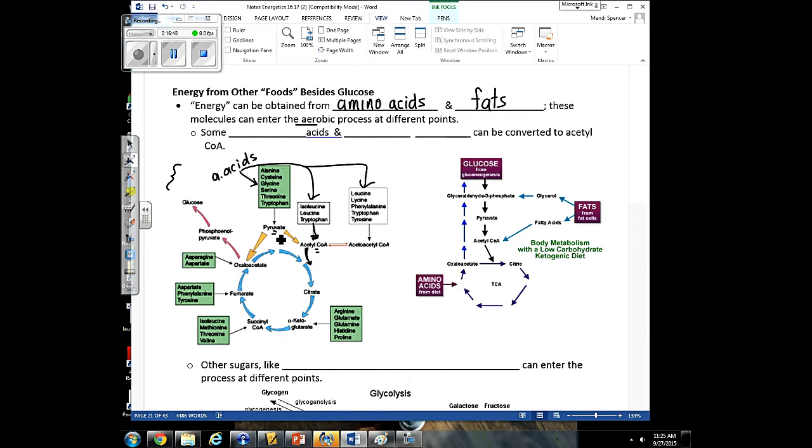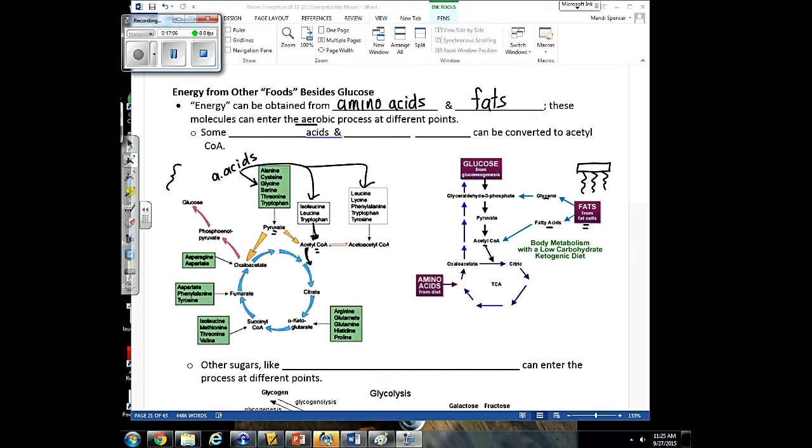Over here, it's showing you that if we break down fats, remember triglycerides contain a glycerol section, and then they have fatty acids. So these fats can be metabolized, broken down, and the glycerol and these fatty acids can be converted to some of these intermediates in aerobic respiration.